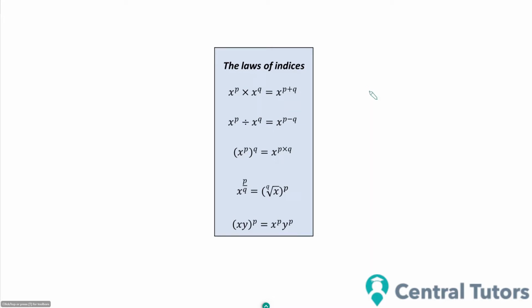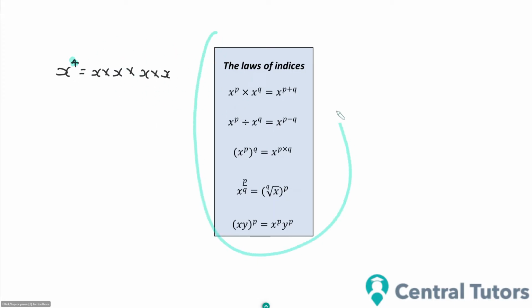Indices. So, first let me show you what an index actually is. It's just an easy way of writing a multiplication. For example, x to the power of 4 is just going to be equal to x times x times x times x. So this power is just telling us how many times we need to multiply our term. And from this rule, we can deduce all of these laws of indices. So let's get through a few examples.